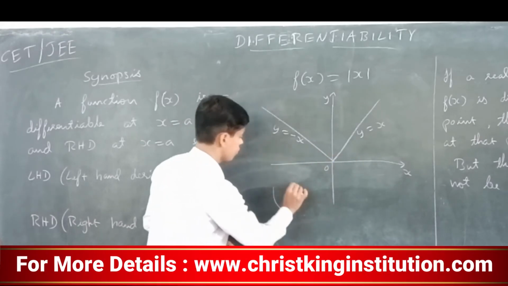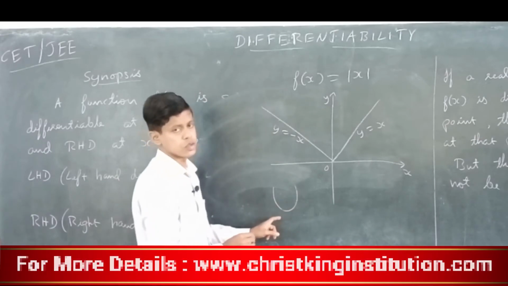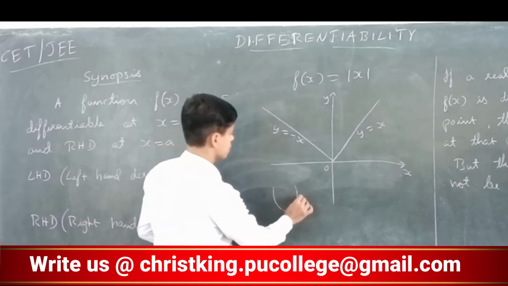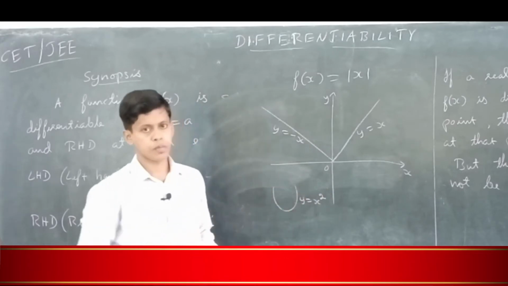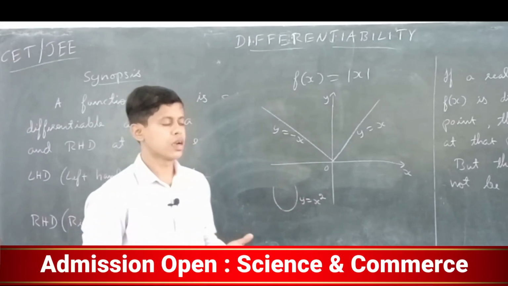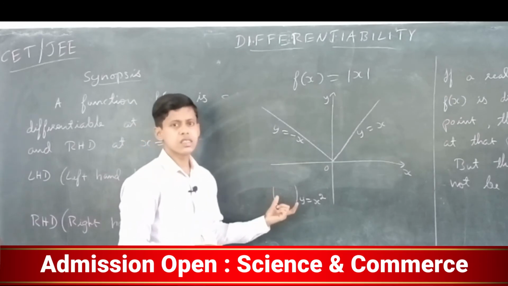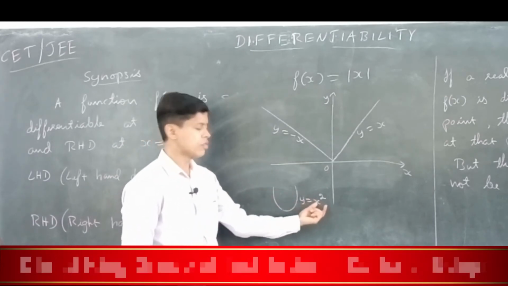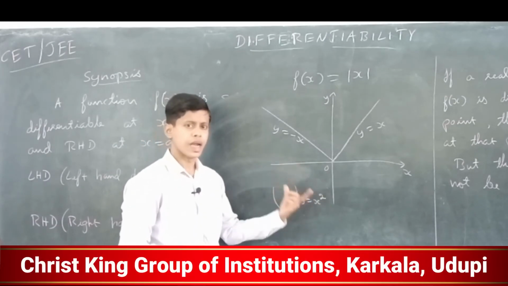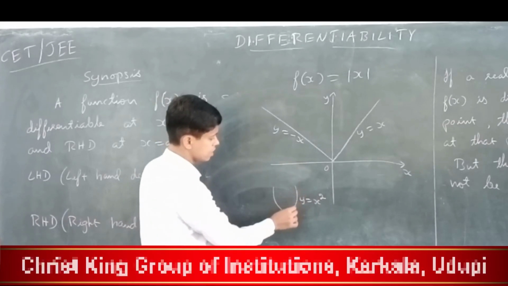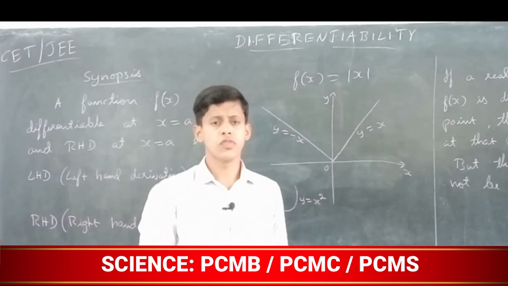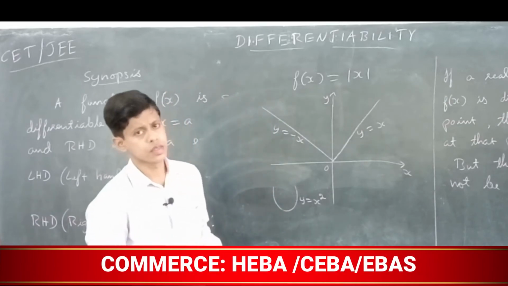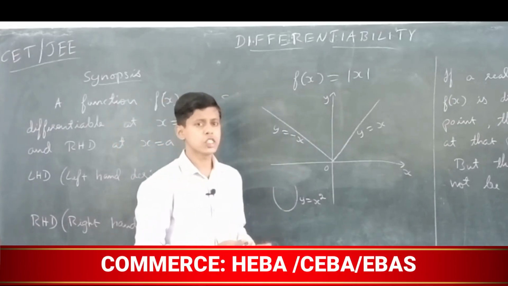If you have y is equal to x square, then you get a parabola, right? A parabola is differentiable. You can find the derivative of x square at every point. You can draw the tangent here. What is the meaning of derivative? It is the slope of the tangent at a given point, right?